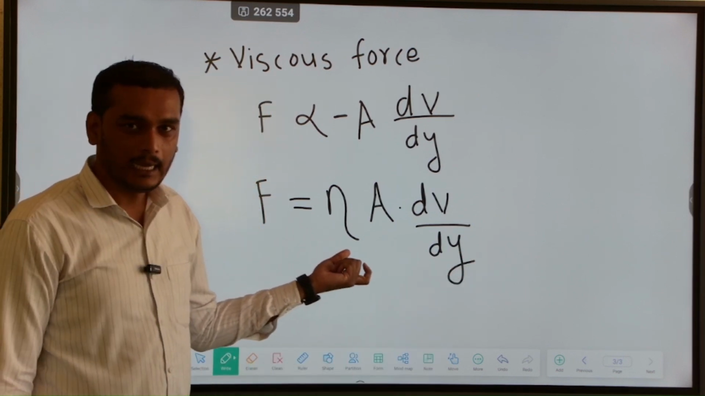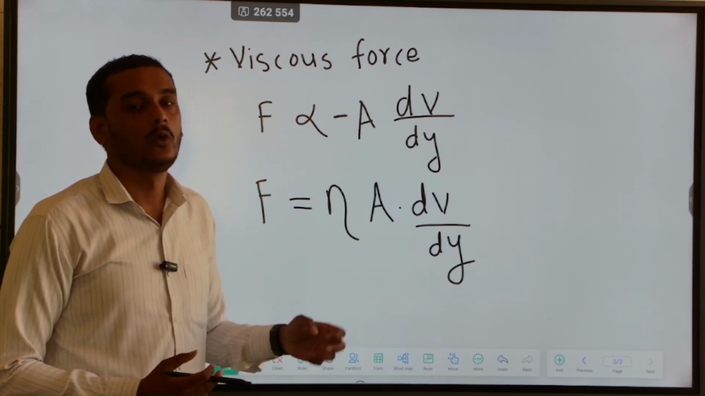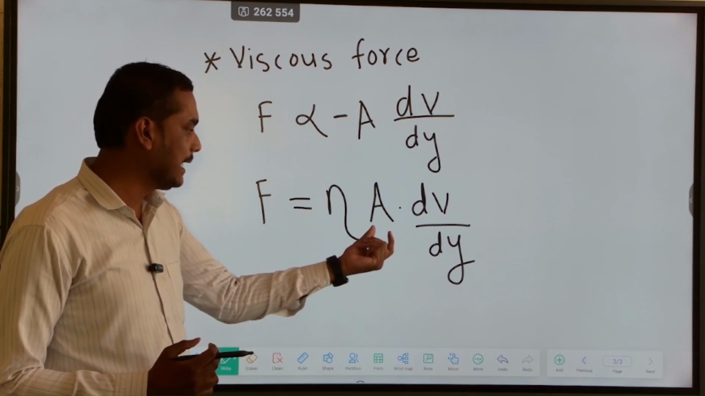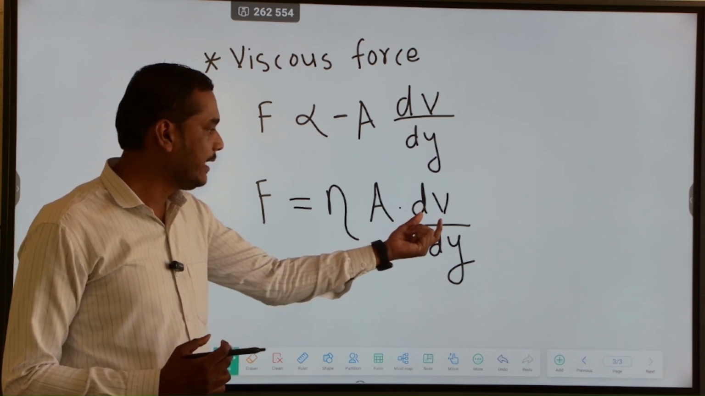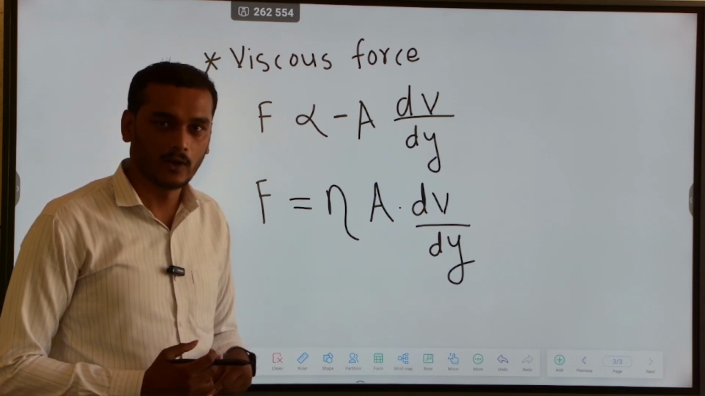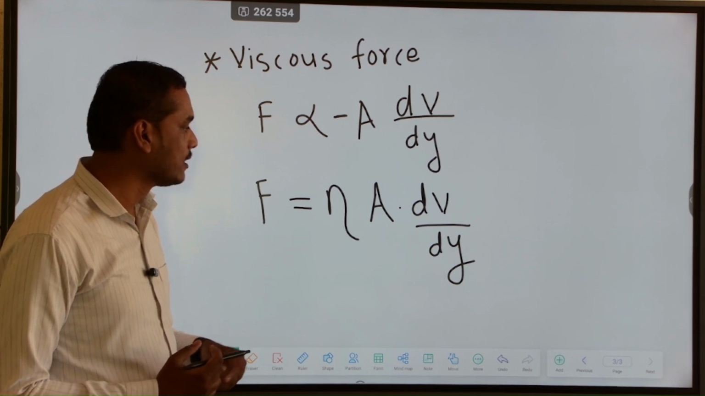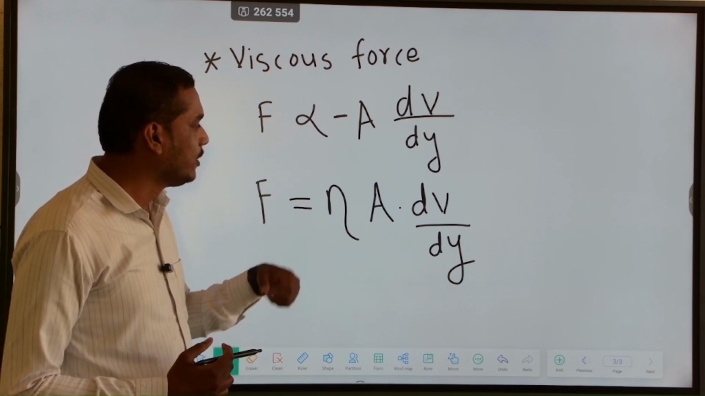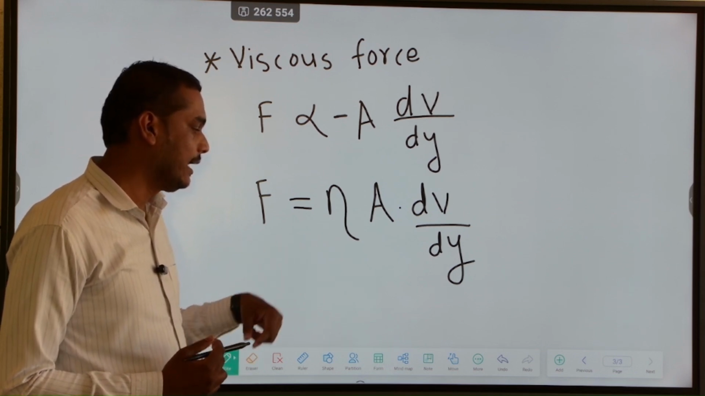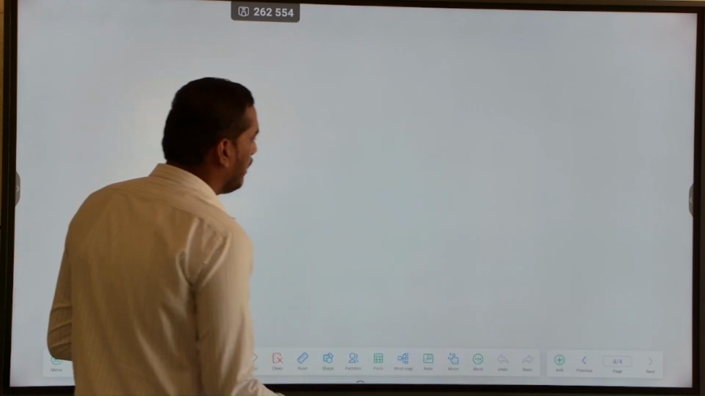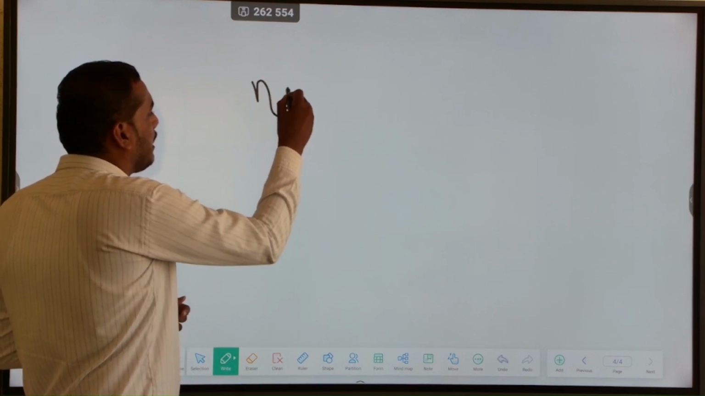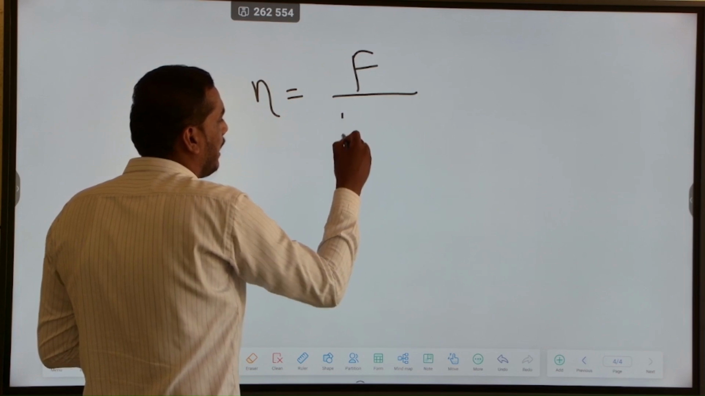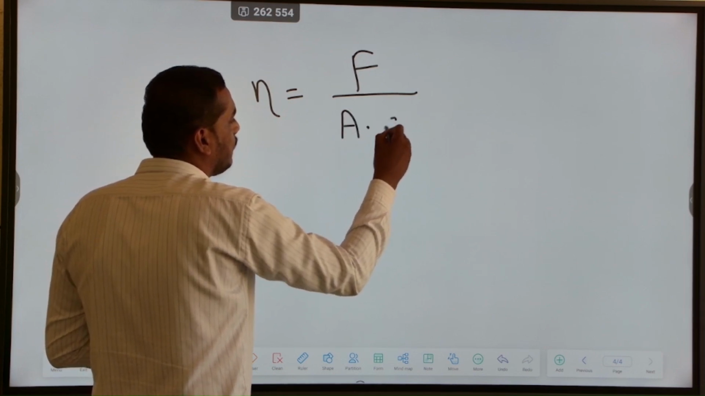Here, eta is known as coefficient of viscosity. A is area of the fluid and dv by dy is the velocity gradient. F is the viscous force. From this viscous force, we can define the coefficient of viscosity eta as eta is equal to viscous force divided by area of the fluid into velocity gradient.